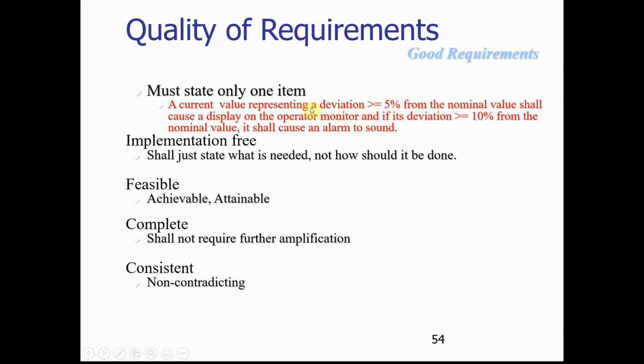The current value representing a deviation larger than or equal to 5% from the nominal value shall cause a display on the operator monitor. And if the deviation is more than 10%, then it will cause an alarm. So you see that this is actually talking about two things. You can separate it into two requirements instead of putting them in one. So please make sure that one requirement only states one thing.